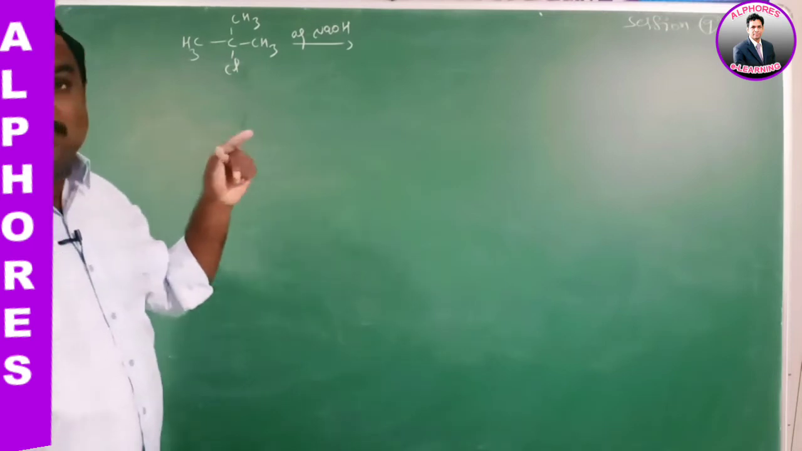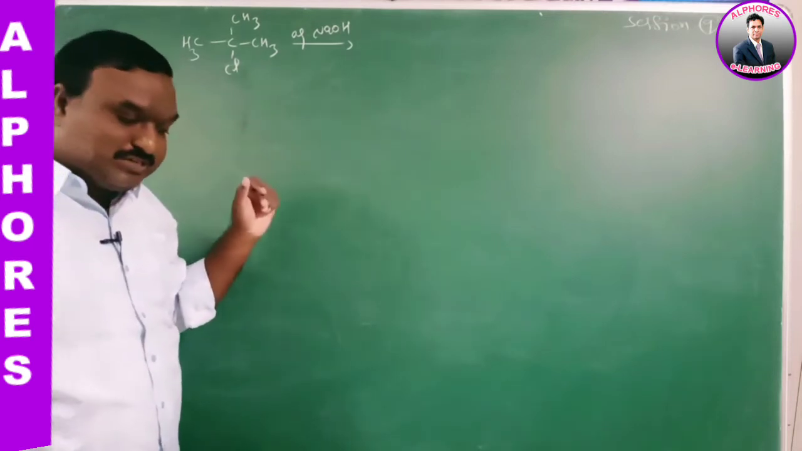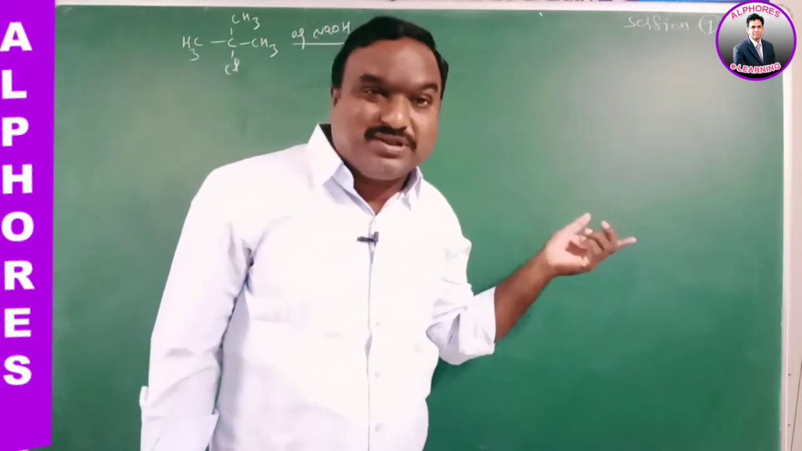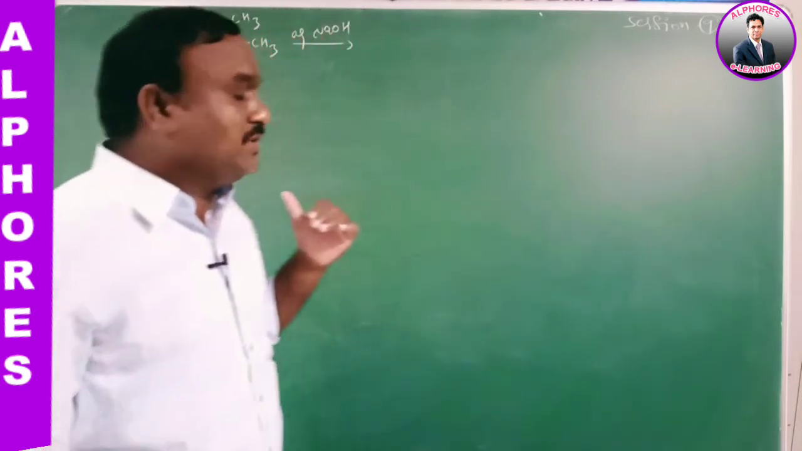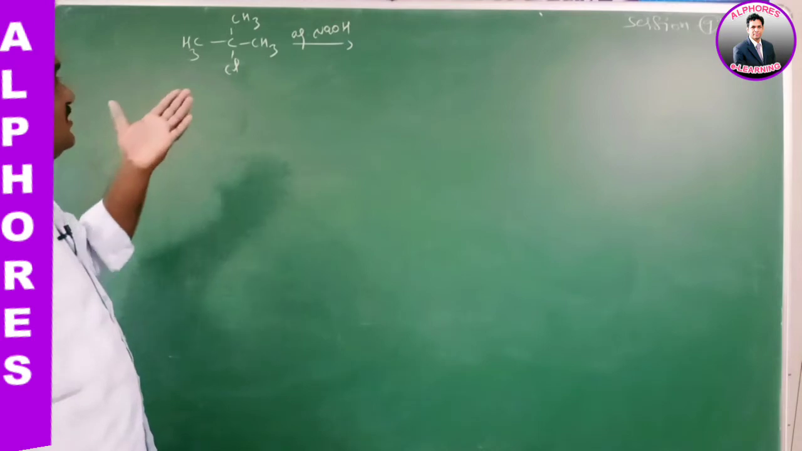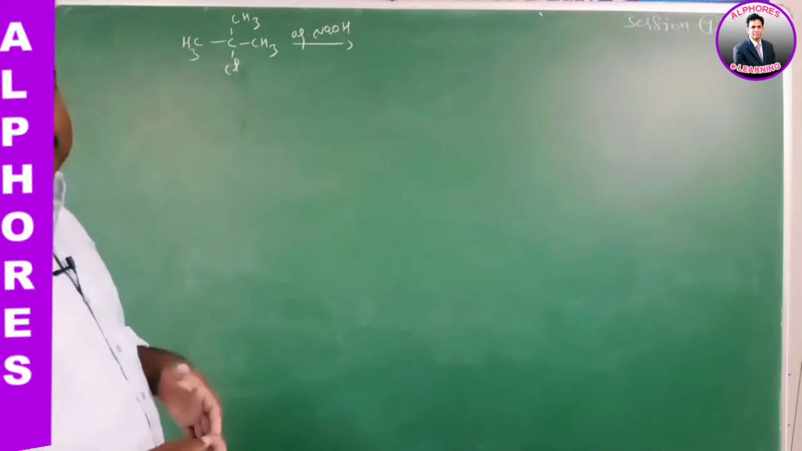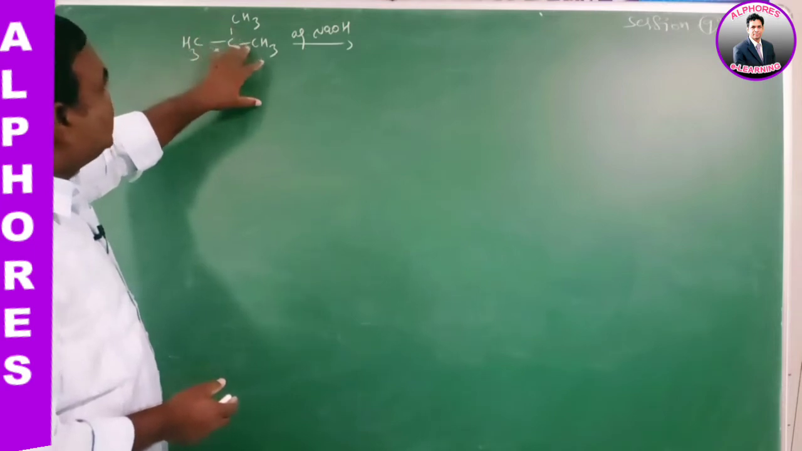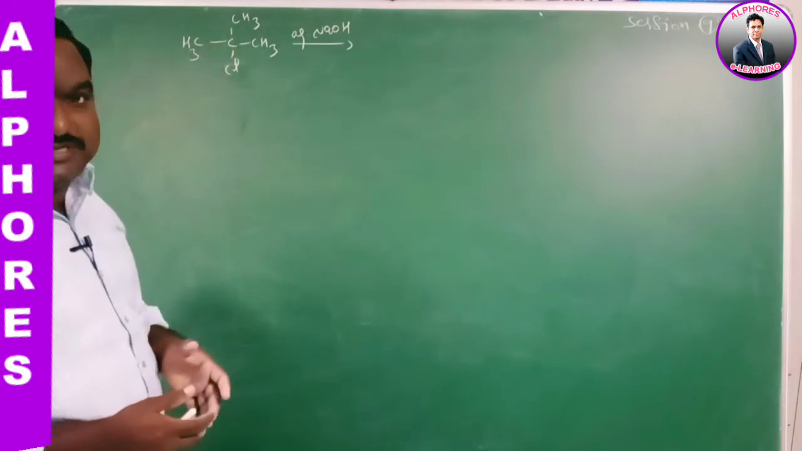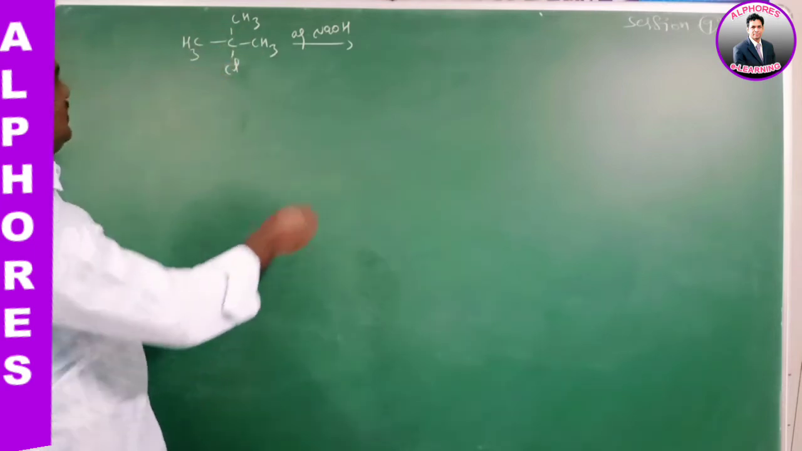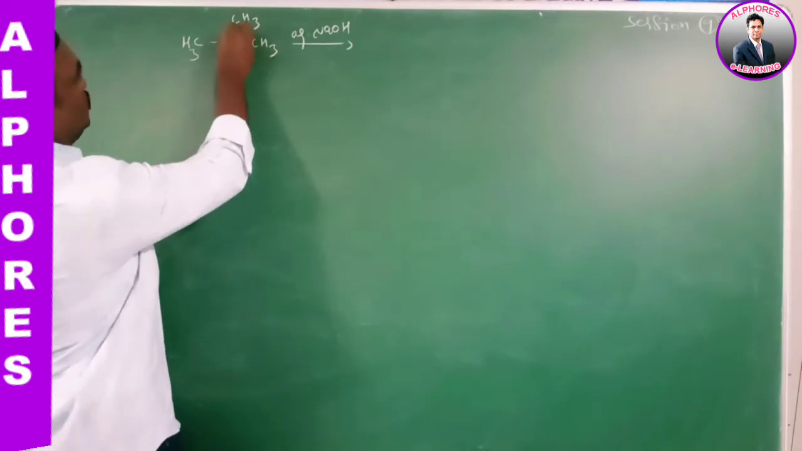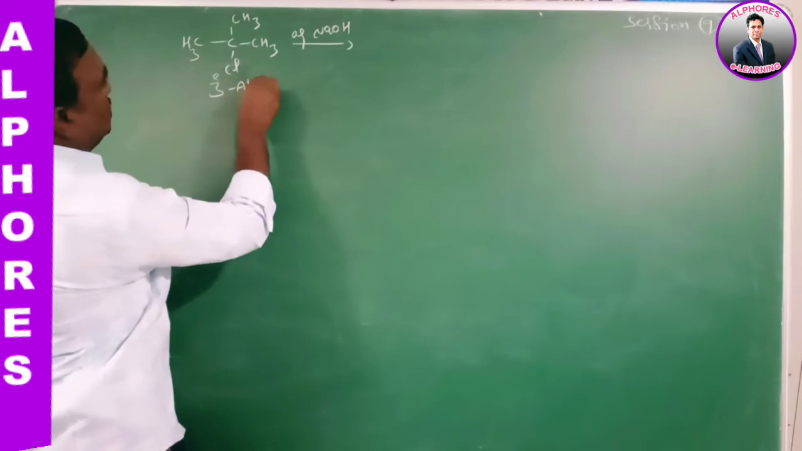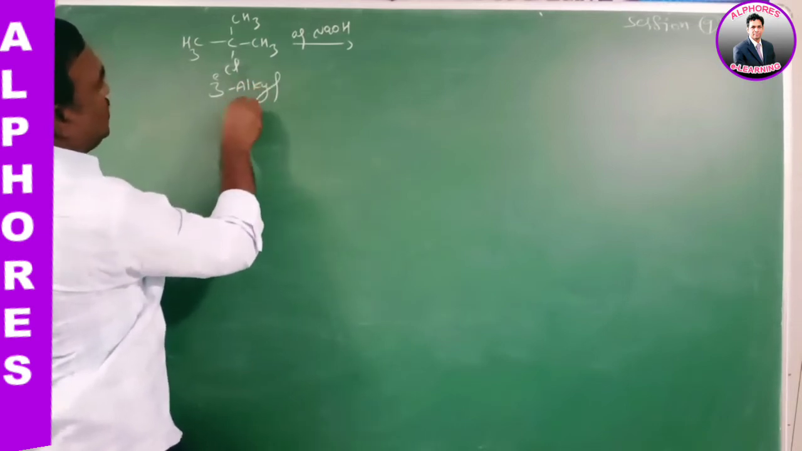Remember, when an alcoholic medium is given, elimination takes place. Wherever aqueous NaOH or KOH is given, substitution is possible here. The Cl minus is substituted by OH minus. But what type of connectivity does the given substrate have? 1, 2, 3. It is a tertiary alkyl halide, a tertiary alkyl chloride.